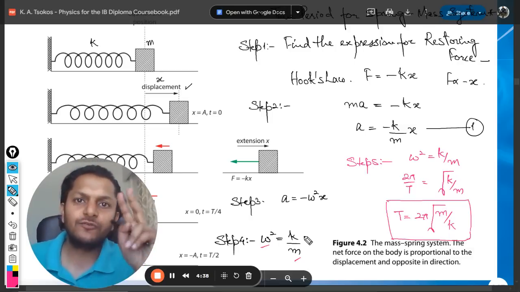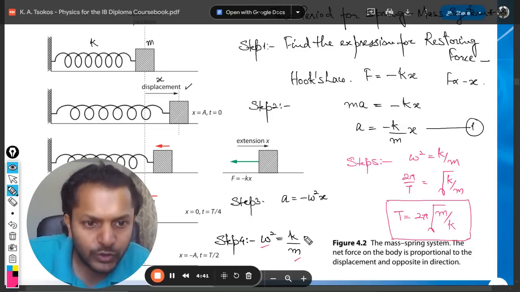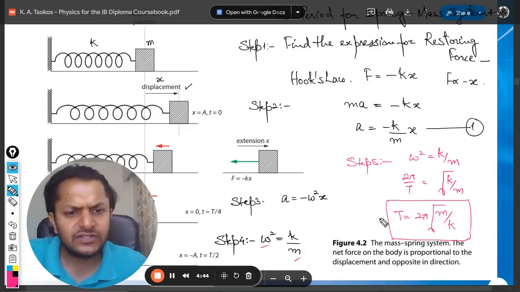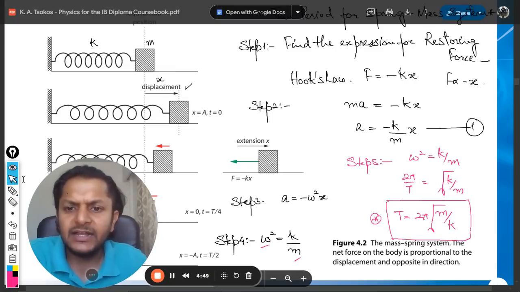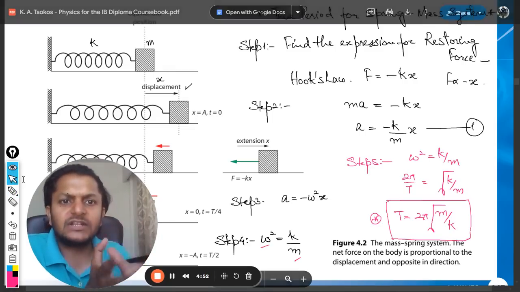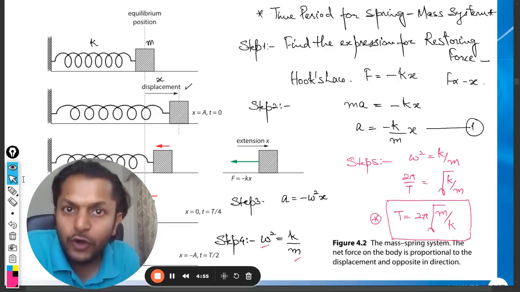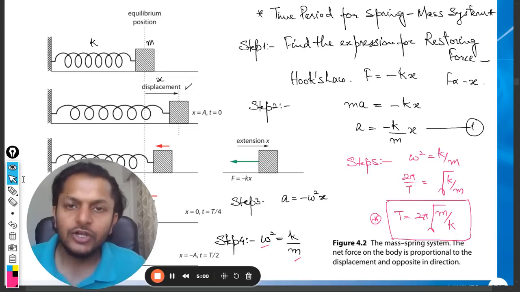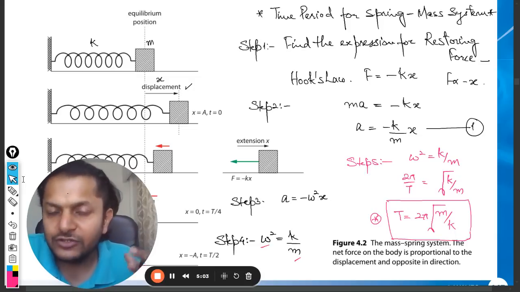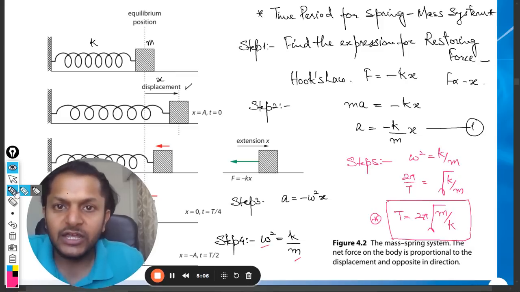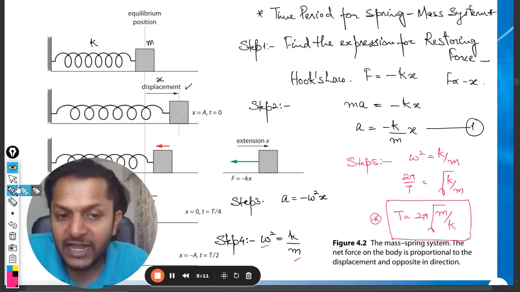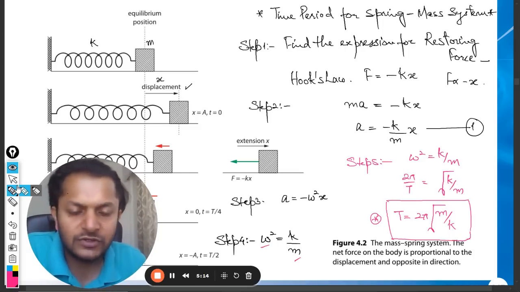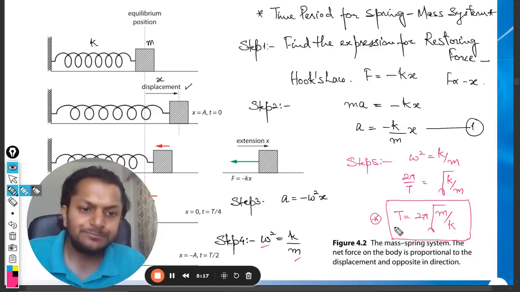There are two things that you have to note. Point number one, this expression is given in the data booklet, so you need not remember it. You can just relate it. And the other is the method that we have followed to find the expression, and how this procedure is to be applied on other scenarios that will be given to you in the examination. I will share some videos after this also. So T is equal to 2 pi root of m by k.